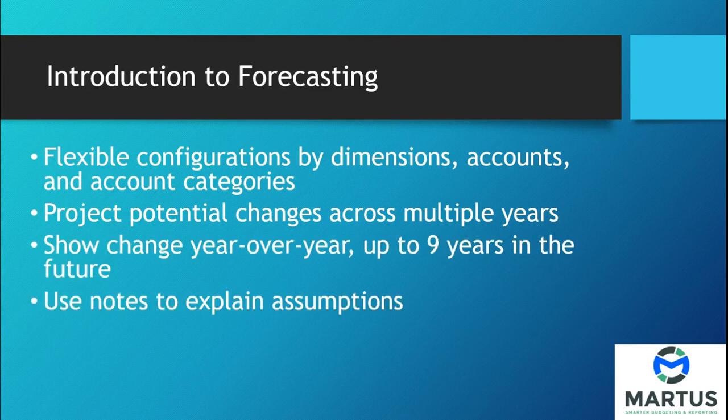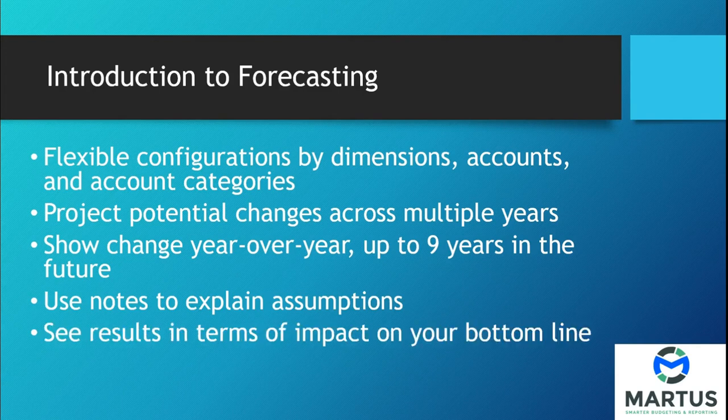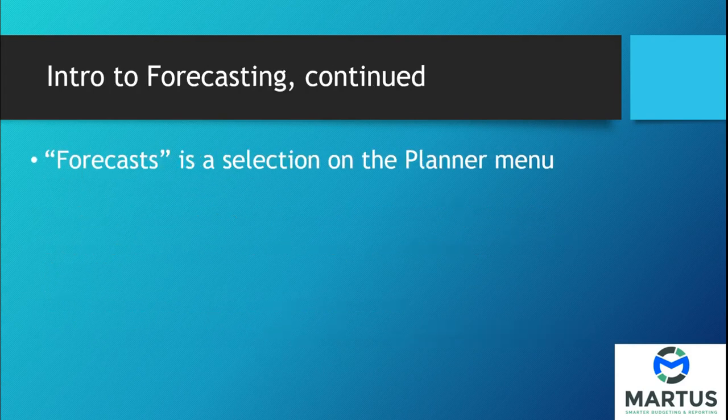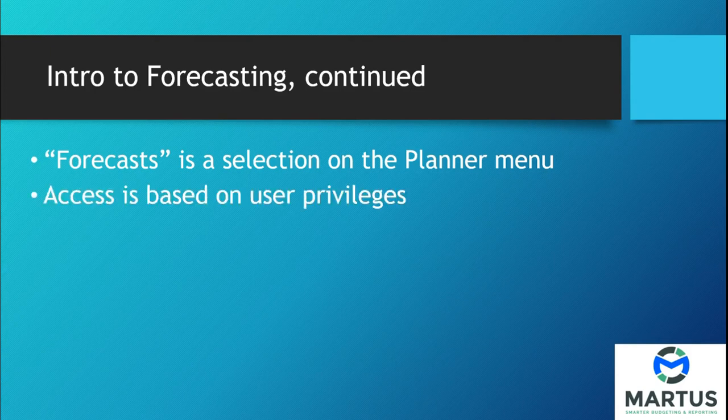You can add notes to explain future adjustments and assumptions and quickly see the results in the form of impact to your bottom line. Results can be viewed in the same summary and detail views used throughout Martus and exported to Excel. Forecast is a selection on the Planner menu that is automatically available to admin users. Permission to use this feature can be assigned to non-admin users as well.